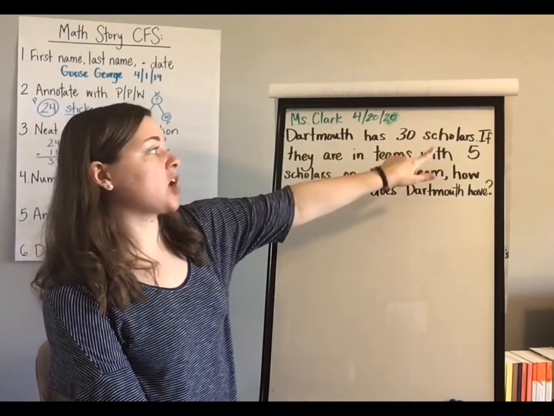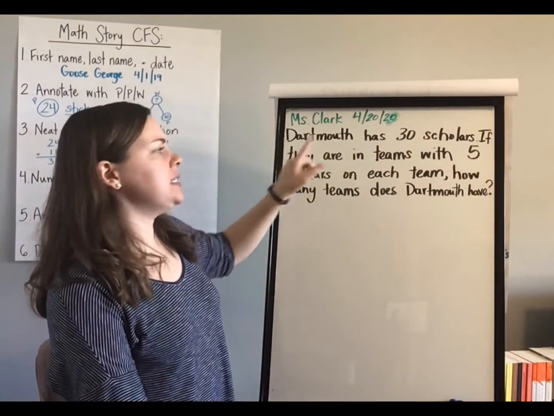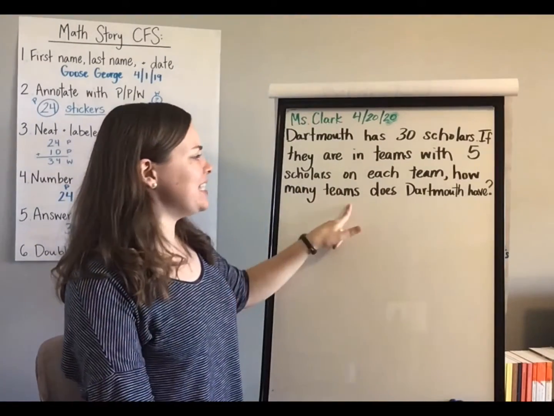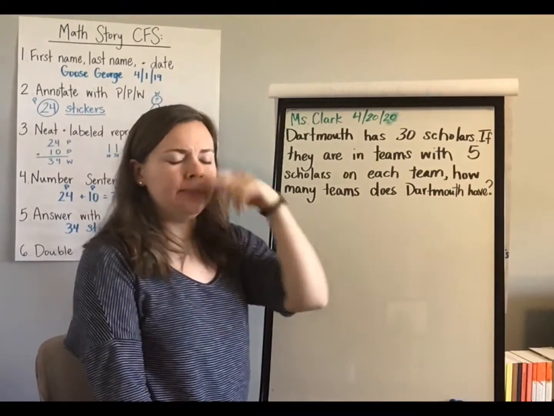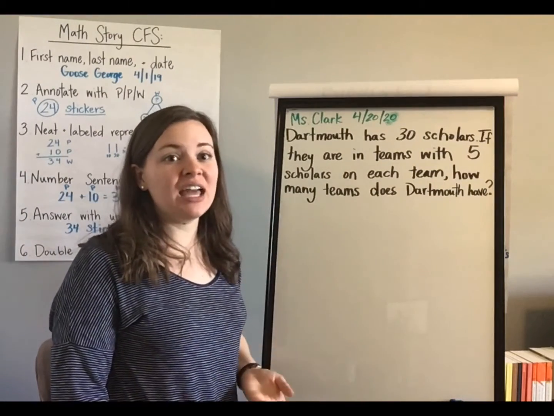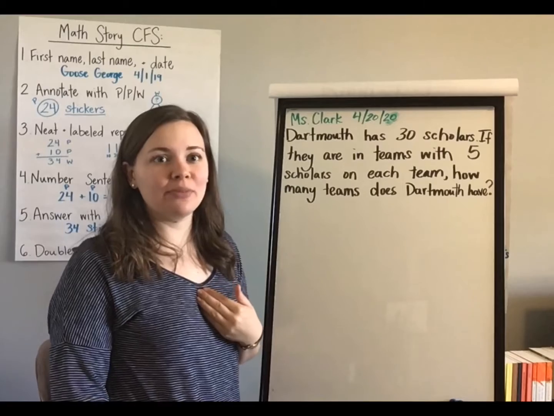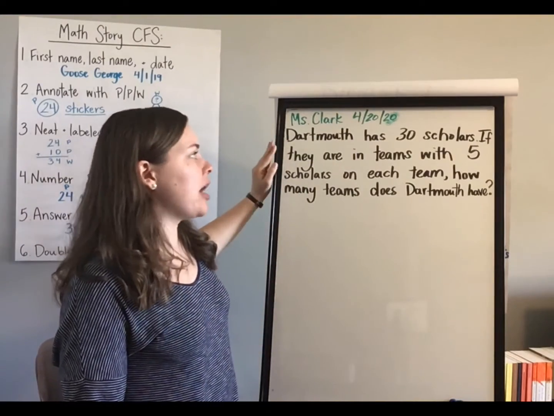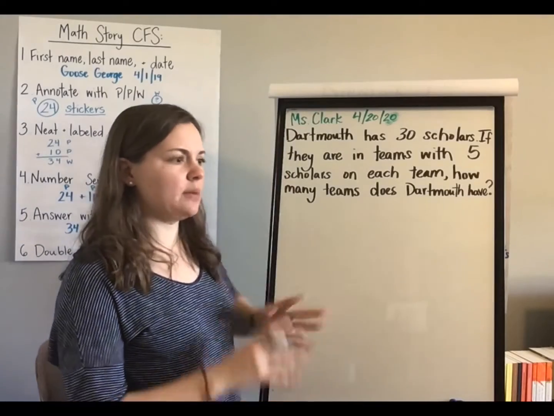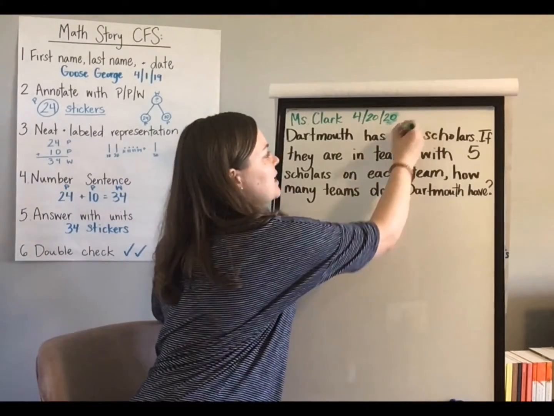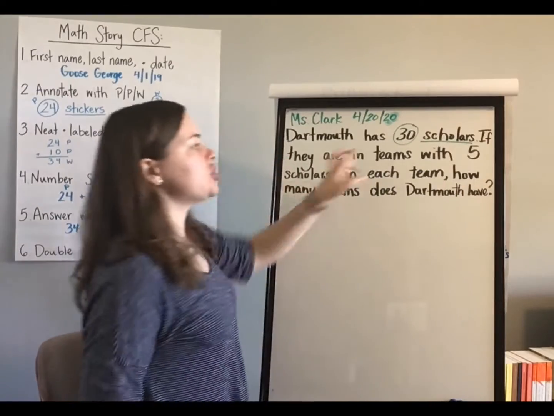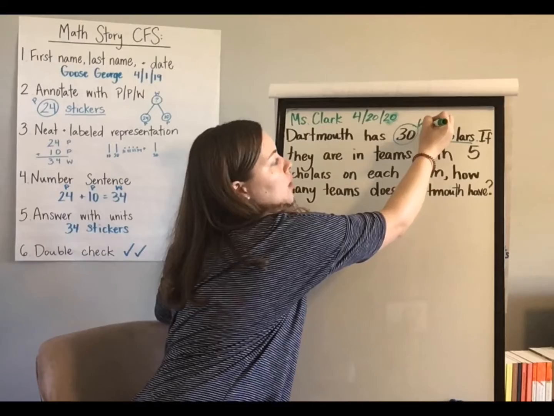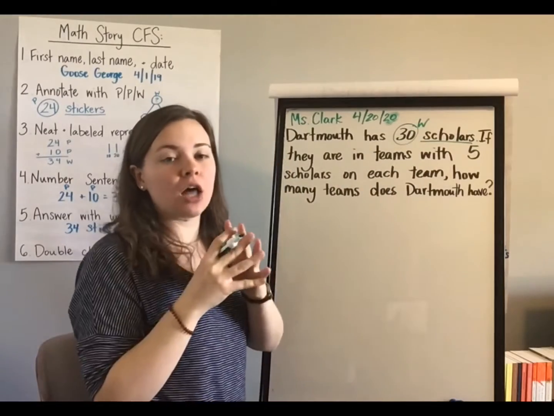Dartmouth has 30 scholars. If they are in teams with 5 scholars on each team, how many teams does Dartmouth have? I'm not quite sure if I understood that. I'm going to go back as a good mathematician to reread the problem. Dartmouth has 30 scholars. Okay, so that sounds like it's telling me the total amount. I'm going to circle the numbers and underline the units. I know that this is my whole because this is the total amount of scholars they have.